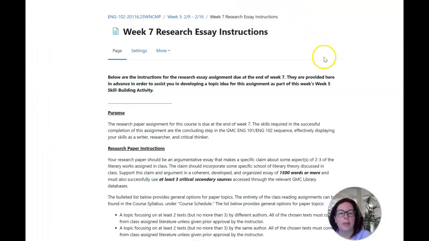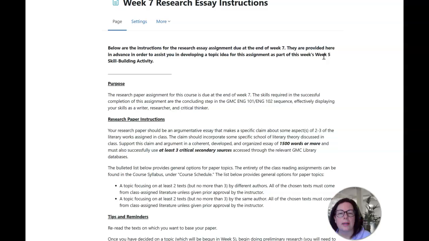Of course the purpose is all of the skills that we have been looking at, text evidence and critical resources, and being able to put all of these together so you can demonstrate your skills as a writer and a researcher, and most importantly, a critical thinker. You're going to be writing an argumentative essay, so it has to have a claim. It has to be something somewhat substantial, and it has to be arguable.